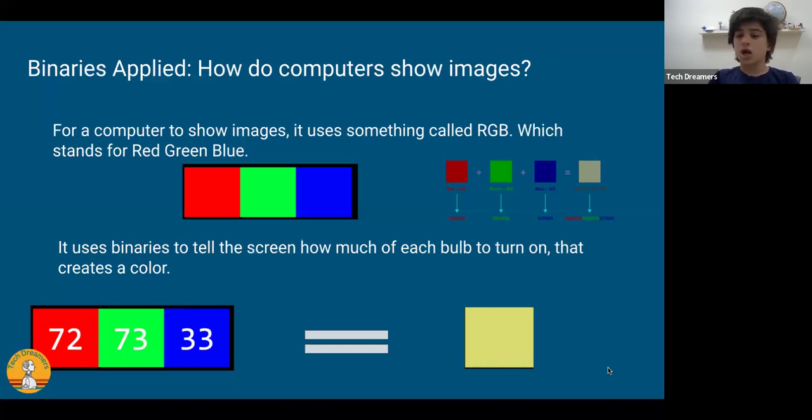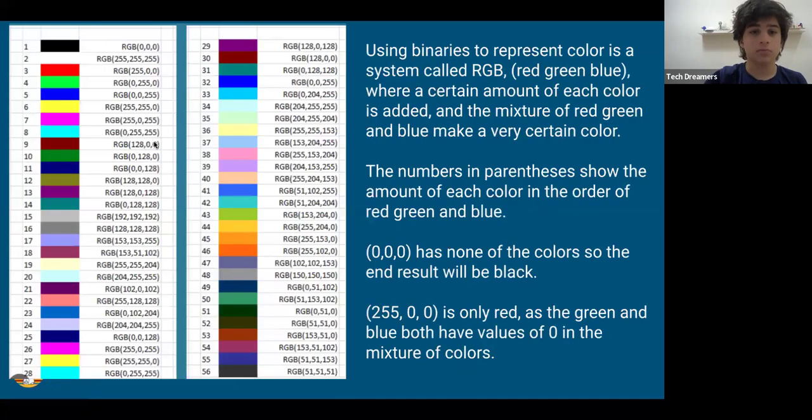So 72 does not correspond to red. The 72 just corresponds to how much red, which gets us this final color here. Okay, maybe the next chart will make more sense.